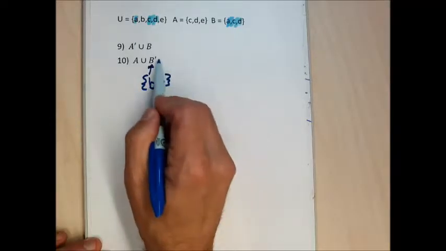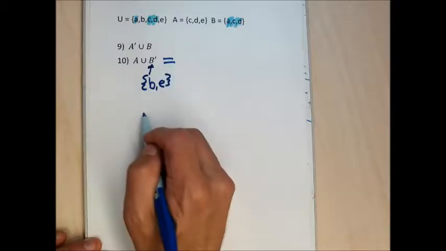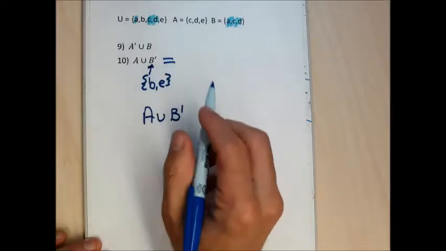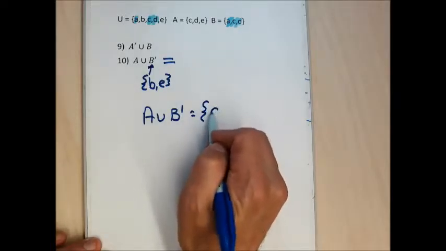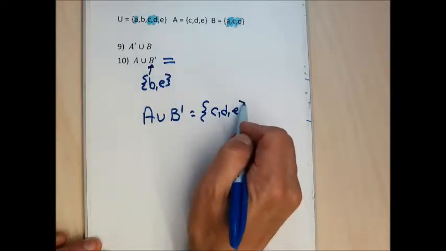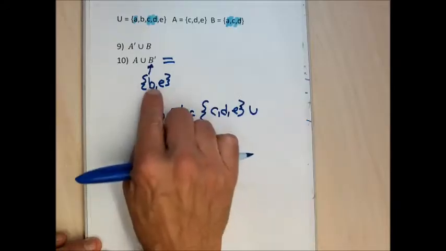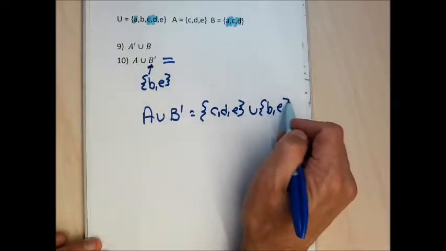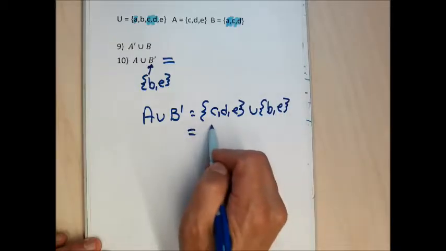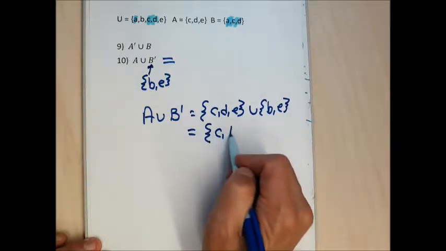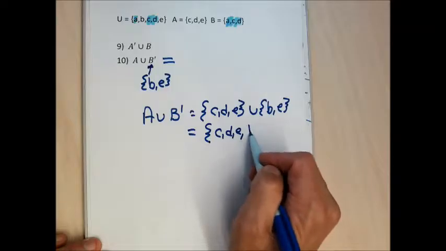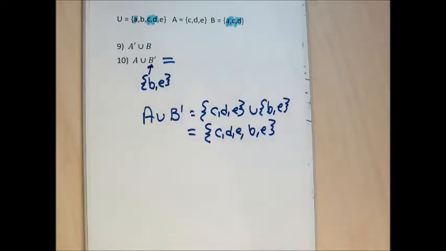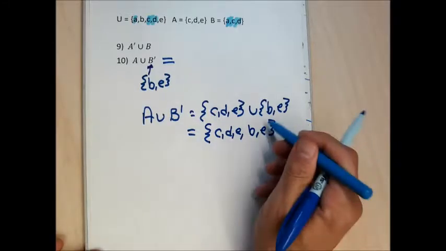So what I'm going to do now is union the set A, which is the set that contains the letters C, D, and E, with the set B complement, which is a set that contains the letters B and E. And remember, when I union two sets, I take the elements in the first set, followed by all the elements in the second set, and then any letter that's written twice, I only leave one of them.